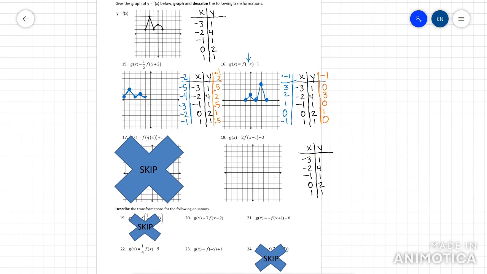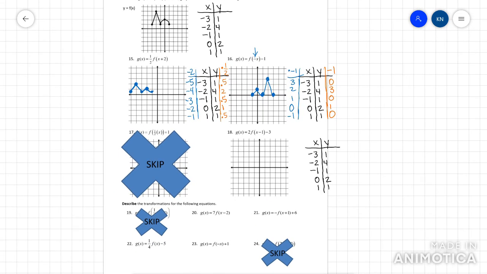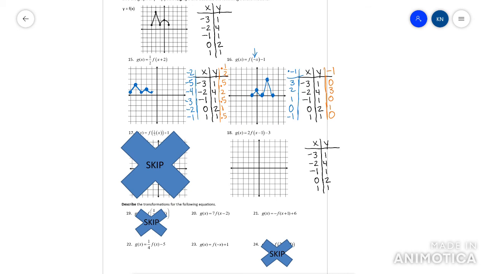This third one, number 18, same thing. I'm going to start with my first transformation. That's a 2 out in front. This 2 out in front is a vertical stretch times 2. It's outside, so it affects my y values, so I'm going to go ahead and times by 2. So I'm timesing these values by 2. So 2, 8, 2, 4, 2.